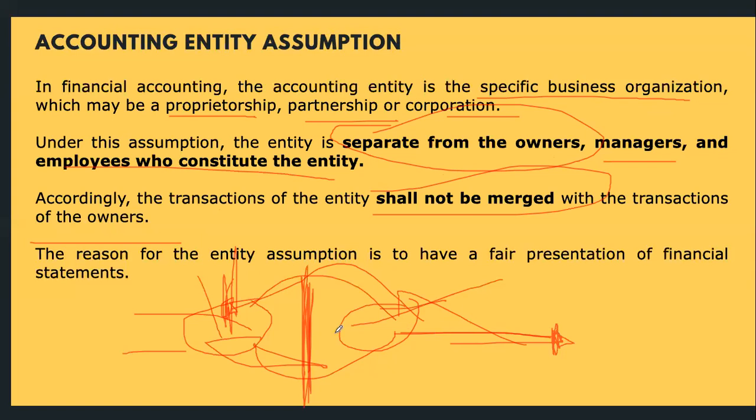So we assume that the business is separate from the owner. Okay, so dapat transaction ni business kang business, transaction ni owner kang owner. Di dapat isagol. The reason for the entity assumption is to have fair presentation of the financial statements. Of course, di ba? Kay kung imong gipang sagol dito, ang report na magawas dili na reliable. Why? Because di ba dili ang business na nagamit ana, naay gisagol nga personal. Okay, to have a fair presentation, dapat separate siya. That is accounting entity assumption.